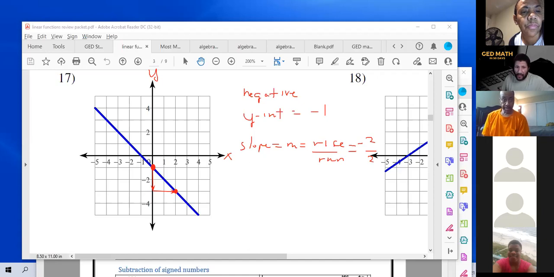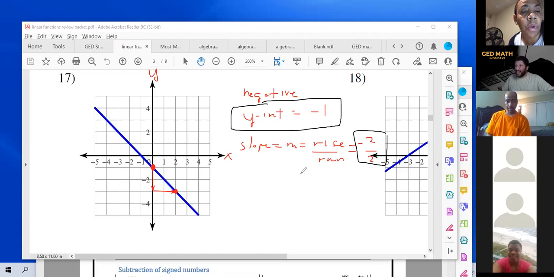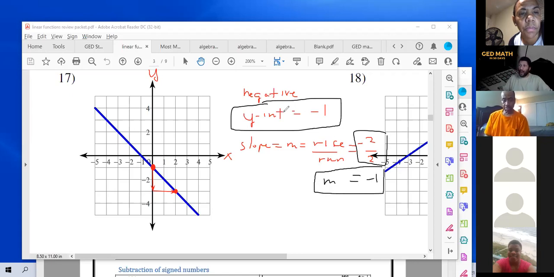So I know my y-intercept is -1. I know my slope is -2 over 2. What does -2 over 2 reduce to? -1. So if I know my slope is -1 and my y-intercept is -1, what is my equation going to be? Y equals -1, -1. What are you missing? X. So -1x -1.